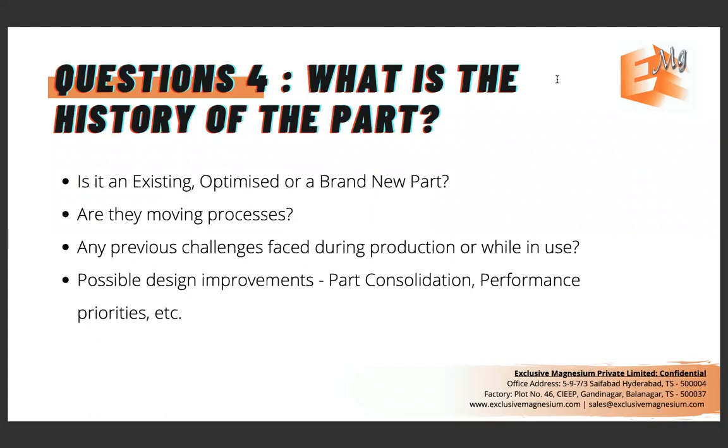Fourth, what is the history of the part? Is it an existing component? Is it an optimized part, or is it a brand new part? Once you understand that, you can ask a lot more questions about the part itself. Because if they tell me that it's an existing component or an optimized component, I would immediately ask them, are you moving processes, or have you faced challenges with production previously? And that would also indicate a lot of other things that would come out immediately.